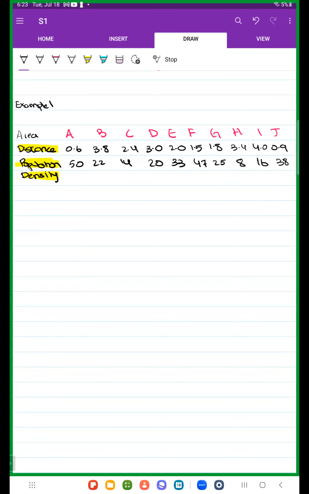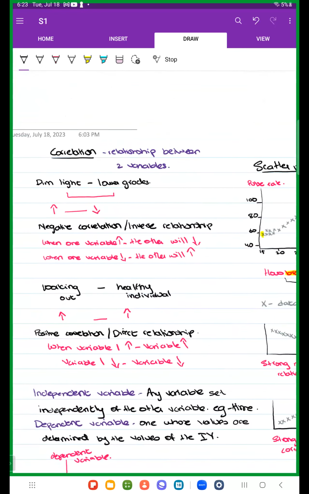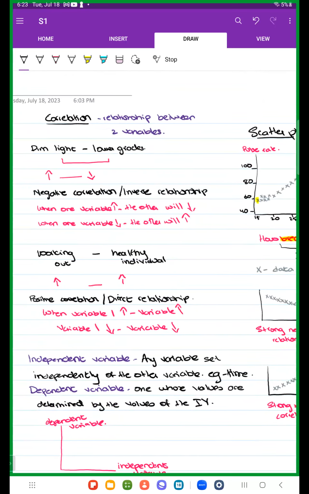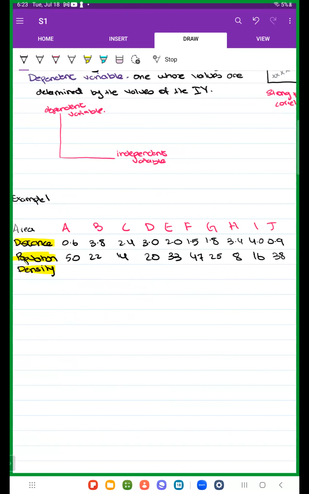Okay, can you read the question again? In the study of a city, the population density in people per hectare and the distance from the city was investigated. Draw a scatter diagram for the information. The distance will be the dependent variable. Can you go back to the independent variable's definition? So what did we talk about in independent variable? Because we're looking at the distance, that will be the independent variable.